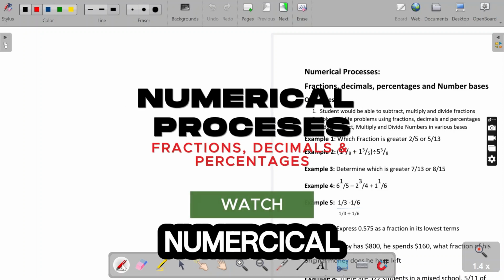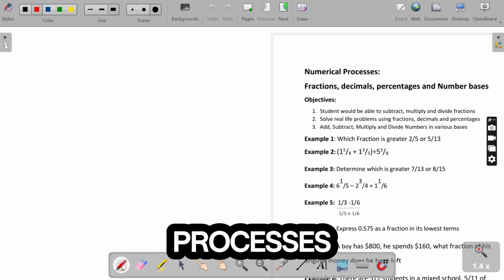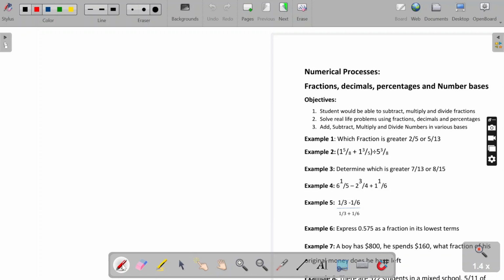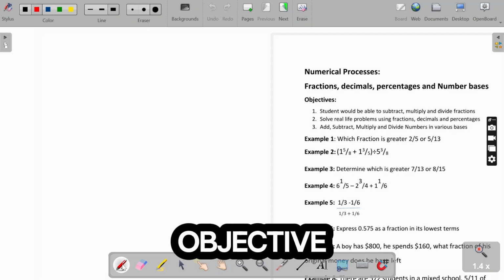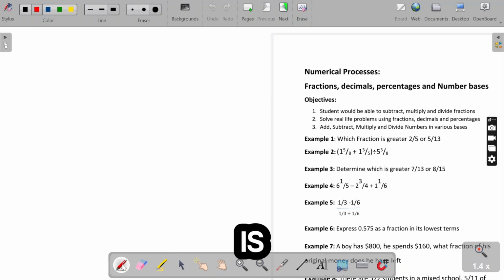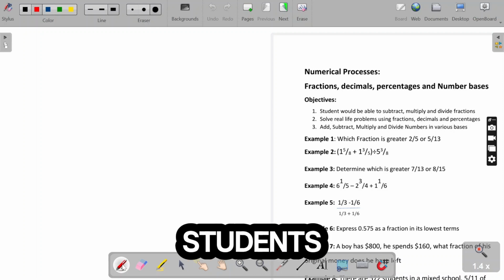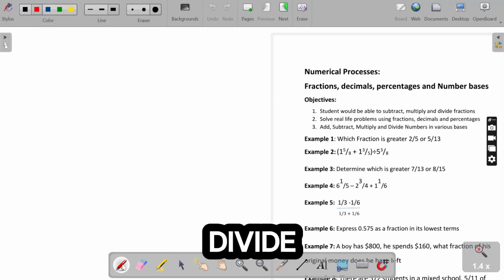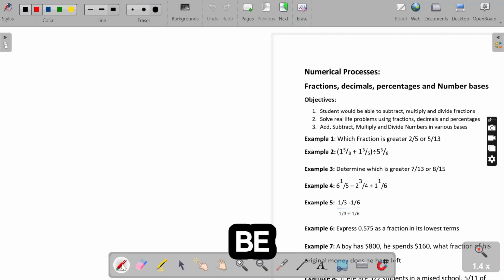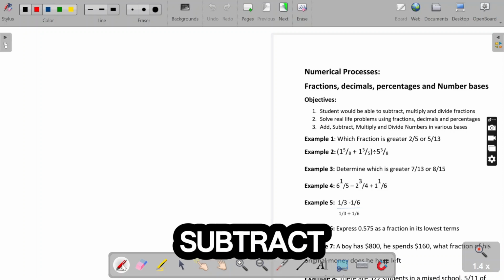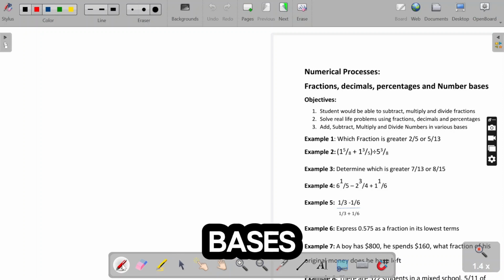Today, we'll be looking at numerical processes. What are numerical processes? We're talking about fractions, decimals, percentages, and we'll continue with number bases. What's the objective of this topic? The objective is to help students with the ability to subtract, multiply, and divide fractions. Number two, to solve real life problems using fractions, decimals, and percentages. Number three, we'll be looking at ways by which we can add, subtract, multiply, and divide numbers in various bases.